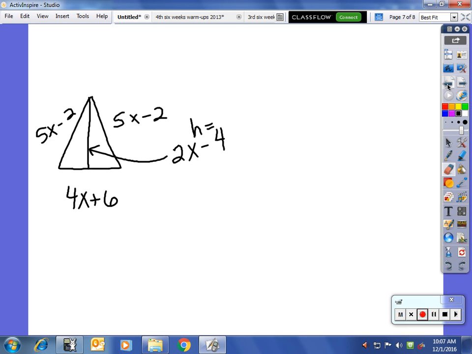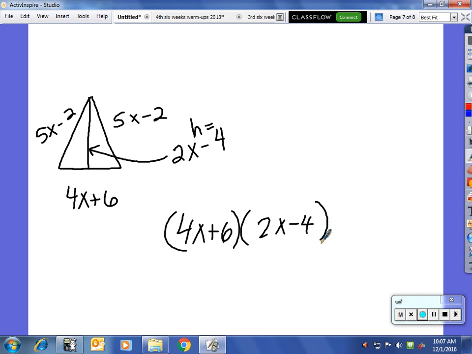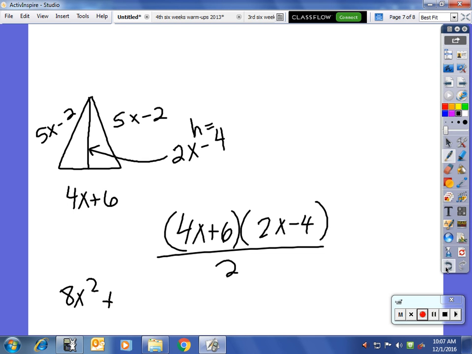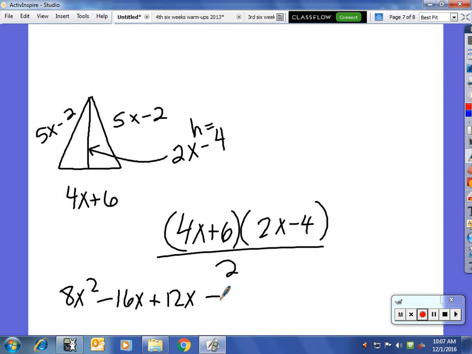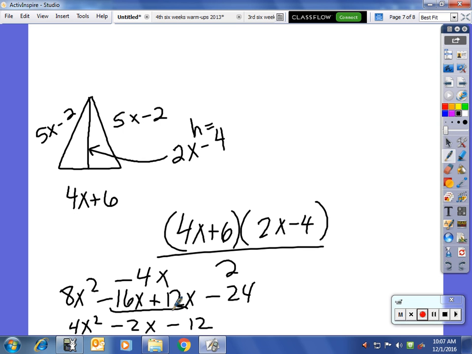Jason, you want to see area of the triangle? Okay, so that would be 4x plus 6 times 2x minus 4, and then don't forget, at the end, you've got to divide by 2. All right, so that's 8x squared minus 16x plus 12x minus 24. Put these two together and you're going to get negative 4x. Now divide all of that by 2. When you divide that by 2, your final answer is 4x squared minus 2x minus 12. That's your final answer.